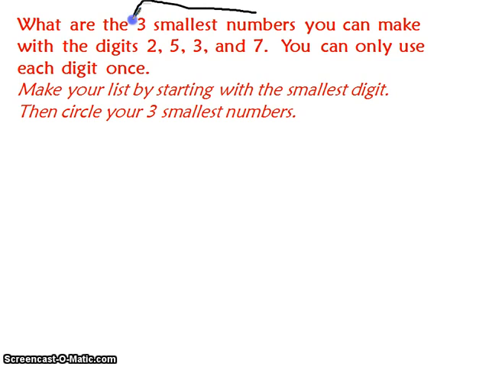So since we're looking for the three smallest numbers, this time we're going to start with the smallest digit. The smallest digit is a 2, and then a 3, and then a 5, and a 7. So my smallest number is 2,357. We're going to keep this 2 in the thousands place and keep this 3 in the hundreds place as long as we can. So now we're going to switch our tens and our ones.